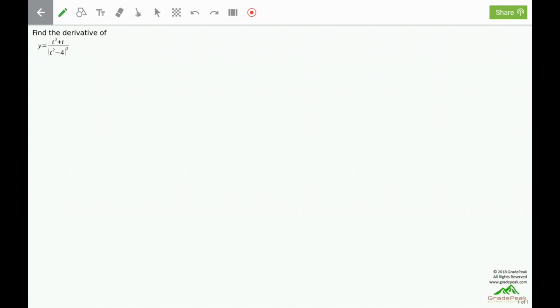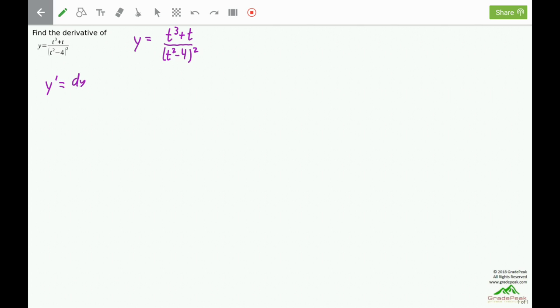Find the derivative of y equals (t cubed plus t) divided by (t squared minus 4) quantity squared. Y here is the quotient of two functions, t cubed plus t, and then t squared minus 4 quantity squared. So overall we will make use of the quotient rule for our derivative.